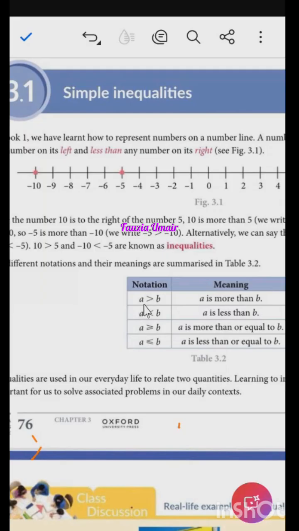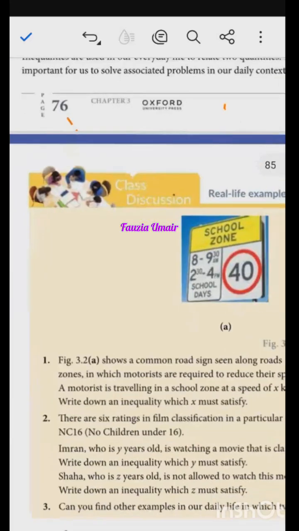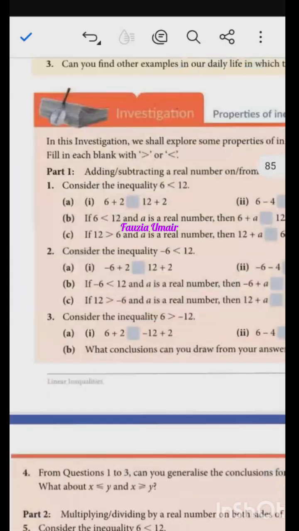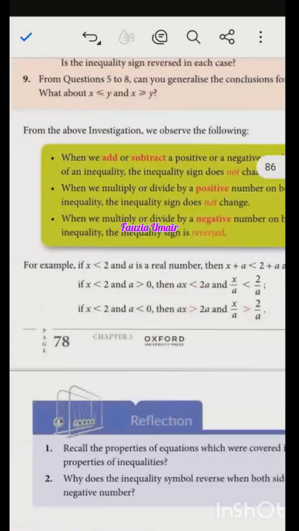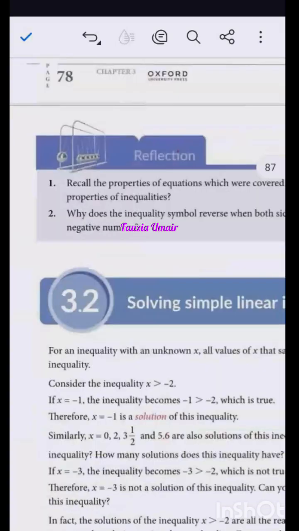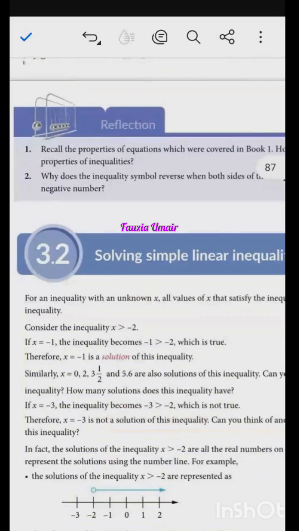What are those? A is bigger than B, A is smaller than B, A is bigger than or equal to B, and A is less than or equal to B. I hope you are familiar with these 4 inequalities. Are you clear with the symbols? Yes, Miss. All right, so now let's move on. These are some real life examples and some questions which are not very important. So let's go to this part, solving linear inequalities.